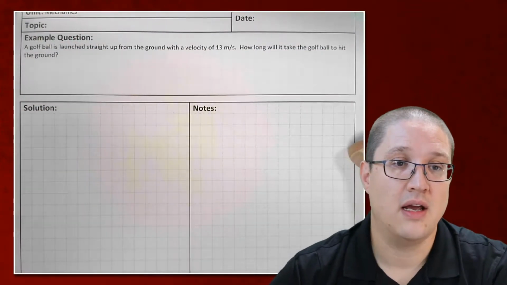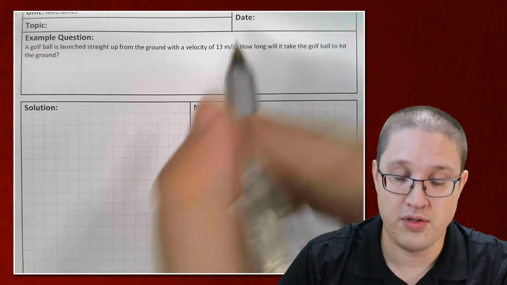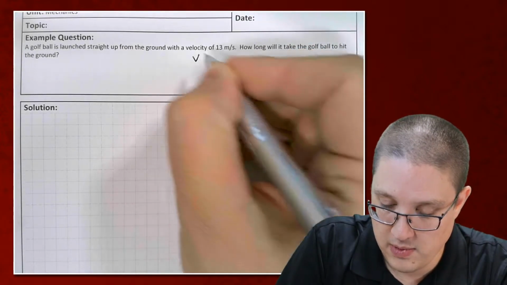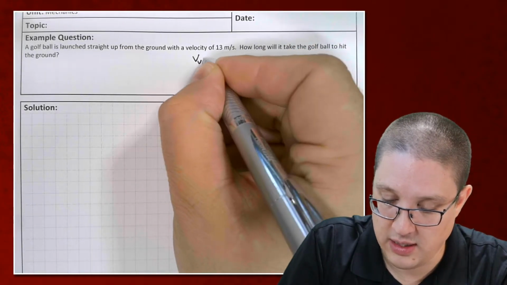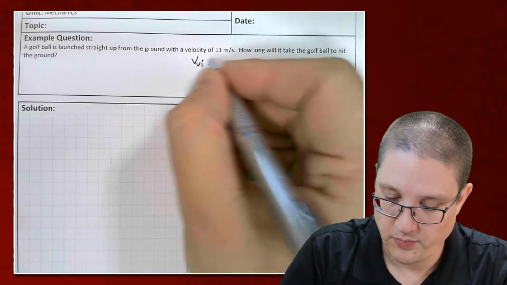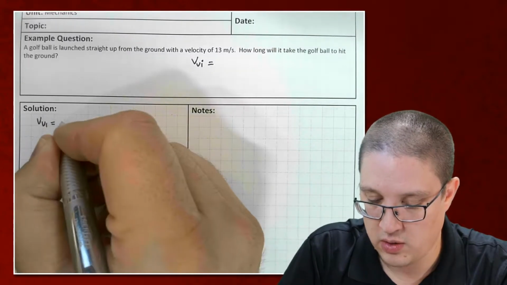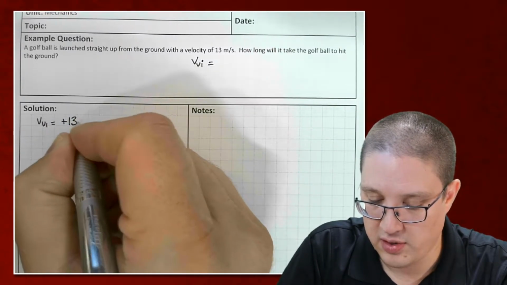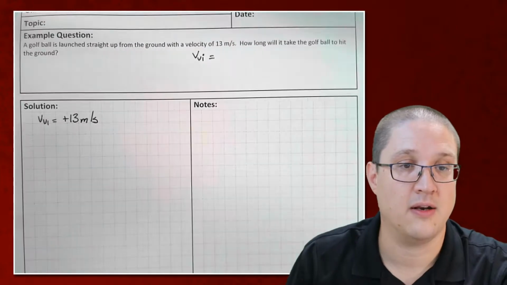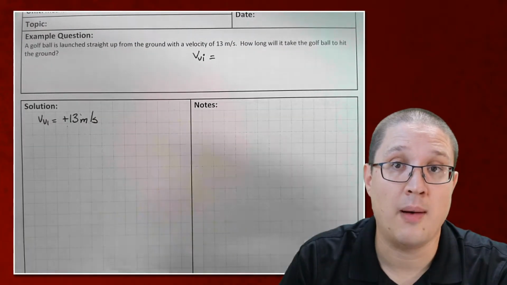Let's take a look. In this case, I have a golf ball that's launched straight up from the ground with a velocity of 13 meters per second. So this is a vertical velocity. I'm going to say that's my initial vertical velocity right here. So I'm going to write that down as positive 13 meters per second. I did put that as positive because it's being launched upwards.